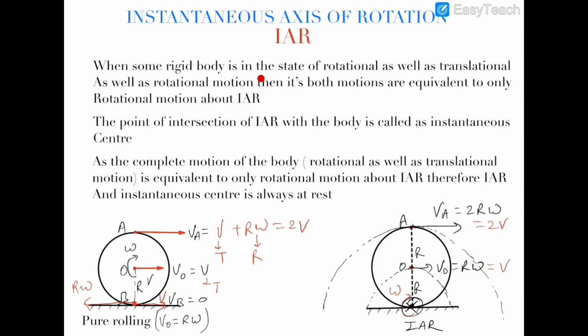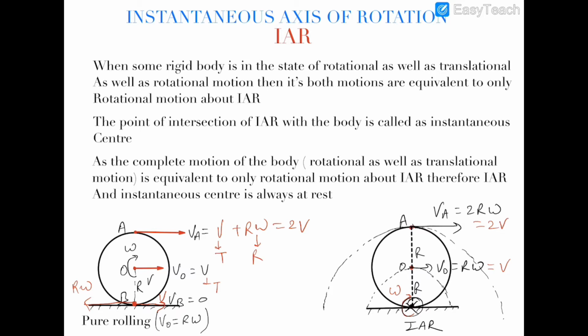So when some rigid body is in the state of rotational as well as translational motion, then both its motions are equivalent to only rotational motion about IAR, which we have already seen. The point of intersection of this IAR with the body is called the instantaneous center, which is this point B, and the complete motion of the body, which is rotational as well as translational, is equivalent to only rotational motion about IAR. Therefore this instantaneous center is always at rest because the complete body is rotating about this point.